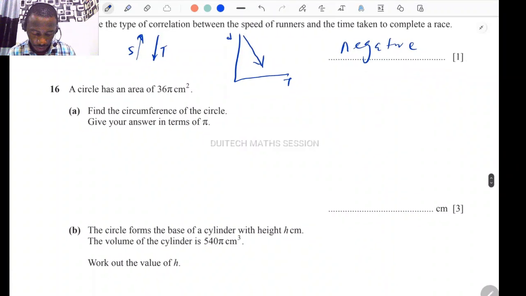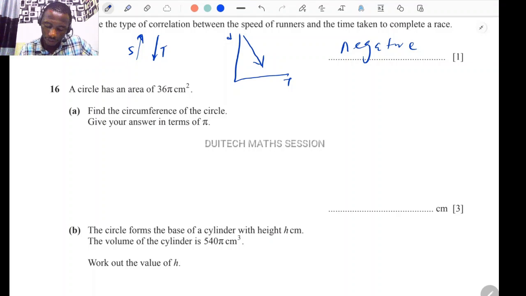Now the question says the circle has an area of 36 pi centimeters squared. Find the circumference of the circle, right? So we're looking for the circumference of the circle. Now we know that the circumference of the circle C is equal to what? 2 pi r, right? Good.